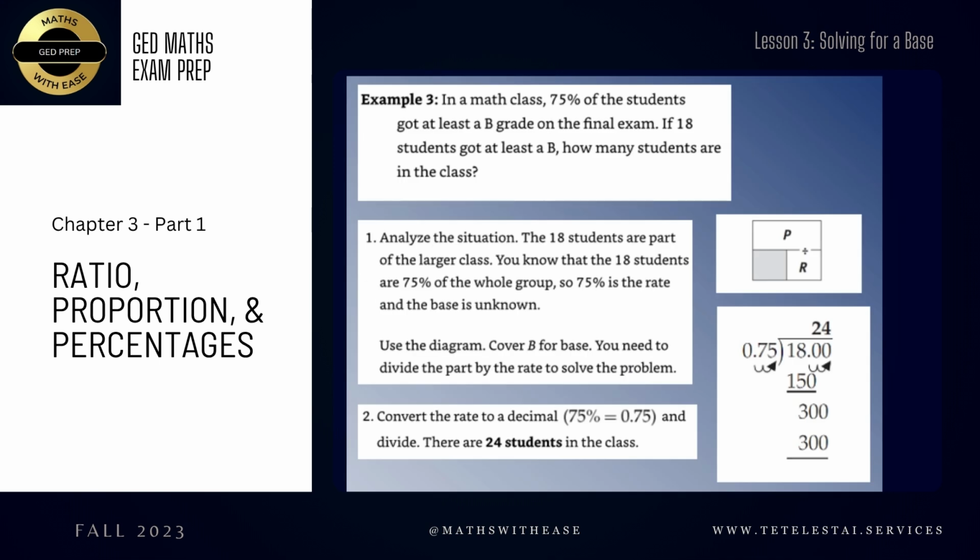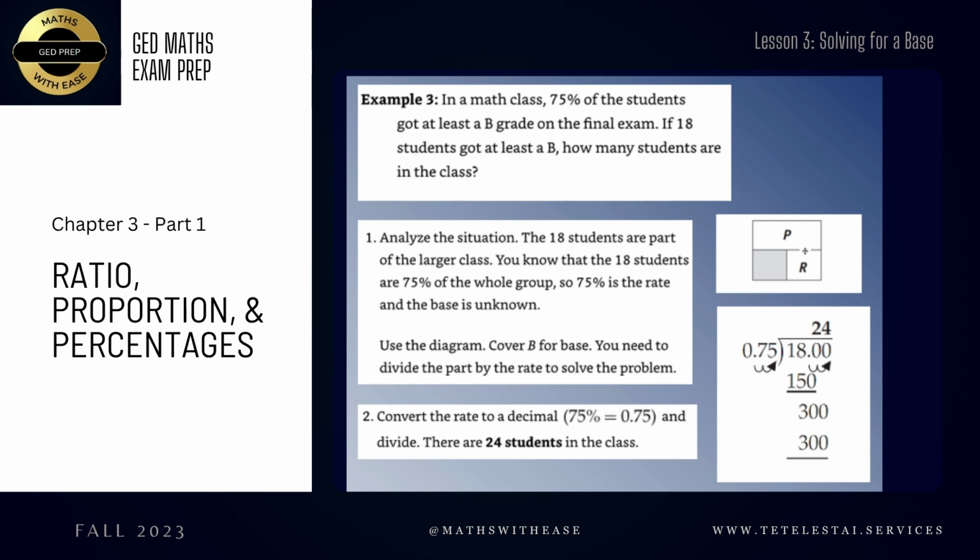So in this example, we're being told that in a math class, 75% of the students got at least a B grade on the final exam. If 18 students got at least a B, how many students are in the class?